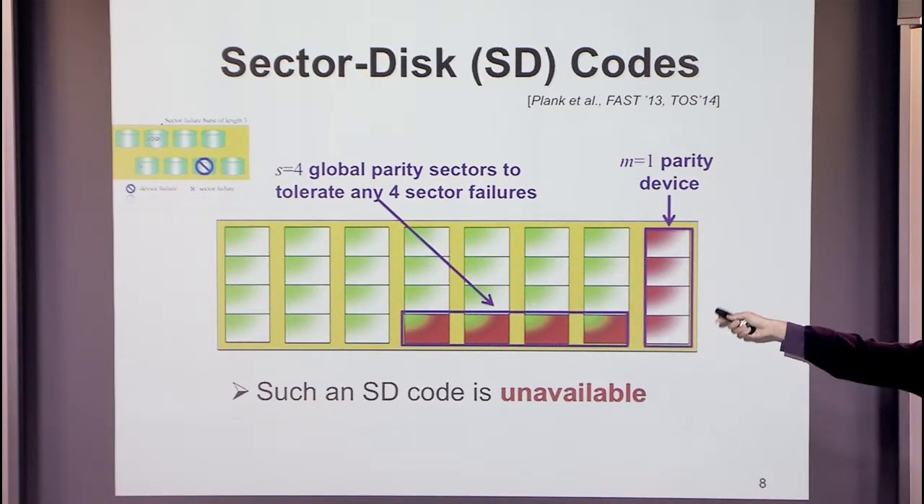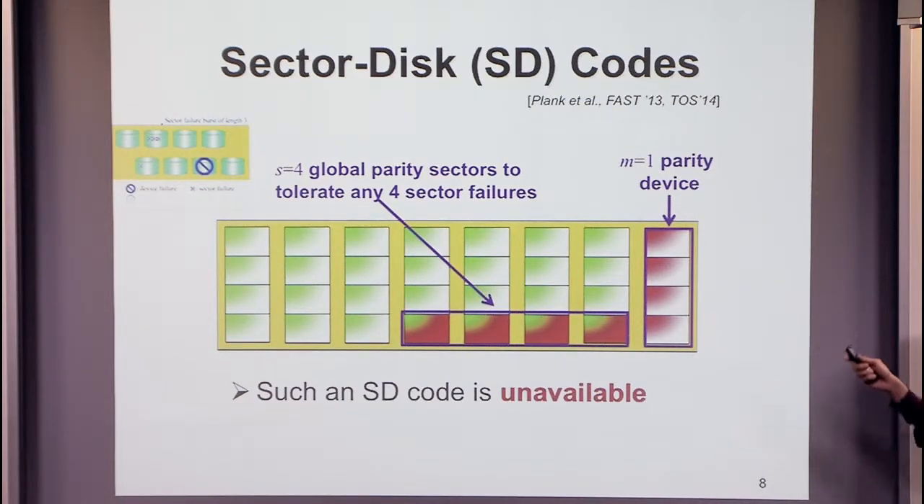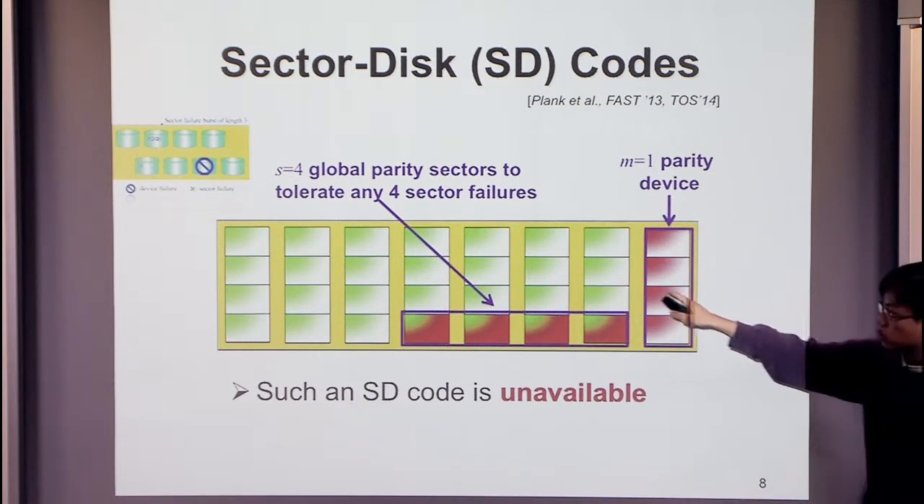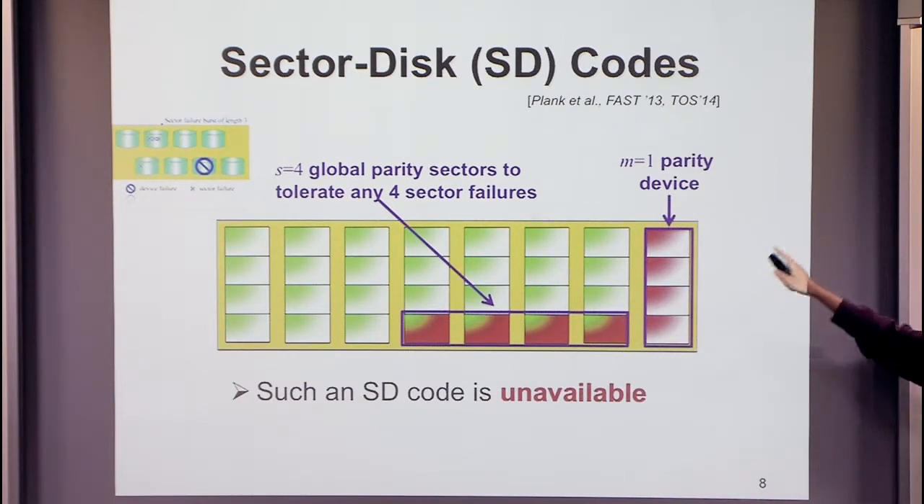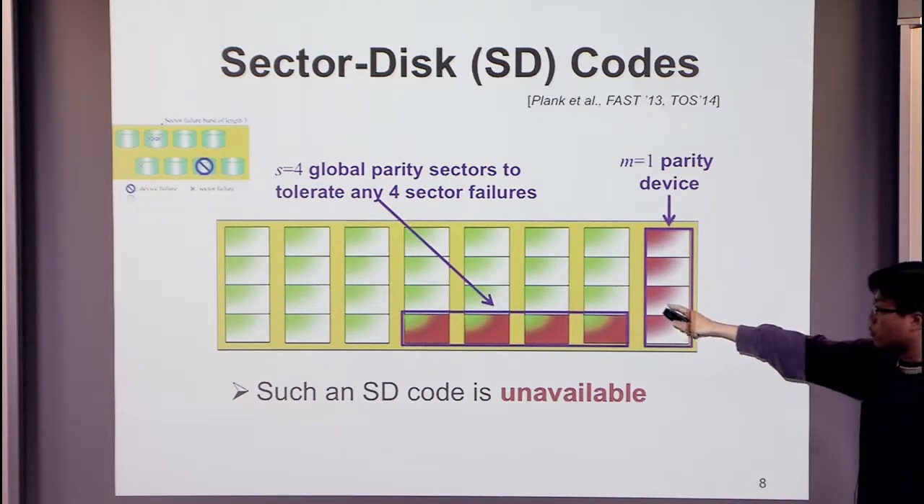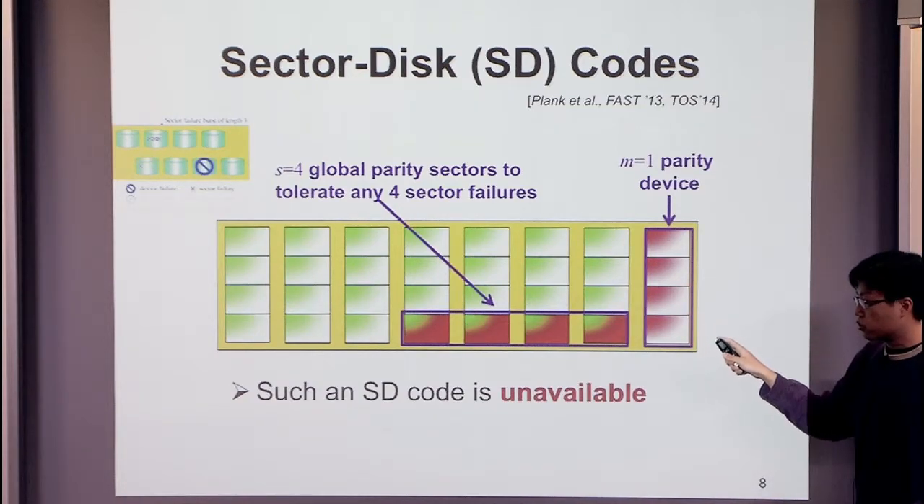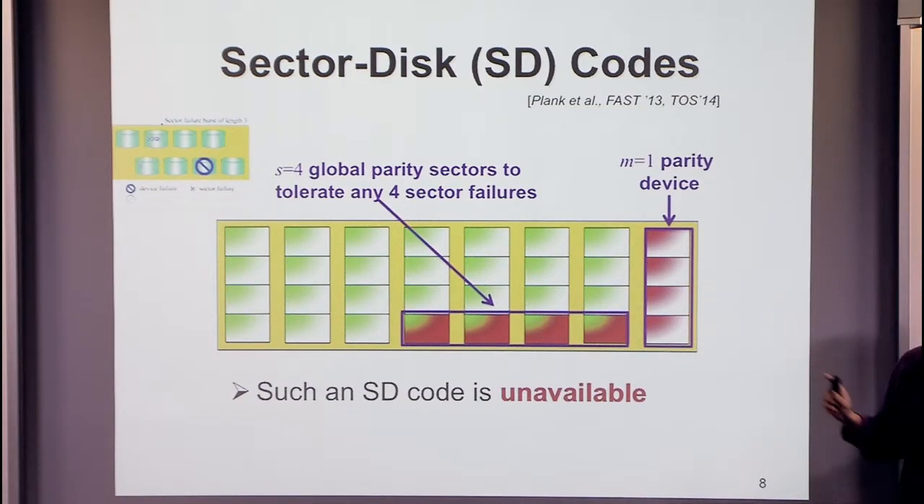You can tolerate any number of sector failures. It works, but the overhead will be very huge, because right now, whenever you do the encoding, you need to collect all these green symbols to encode all the parity symbols. And when you do the decoding, let's say you lose one sector here, you need to collect the other sectors or the parity sectors so as to reconstruct this parity sector. From the implementation perspective, the overhead will be huge.